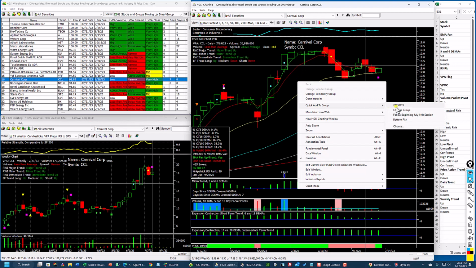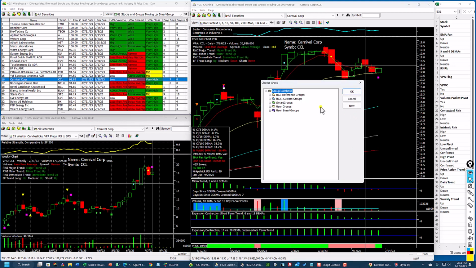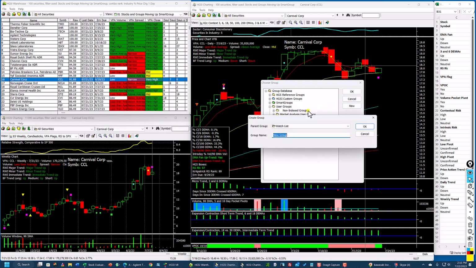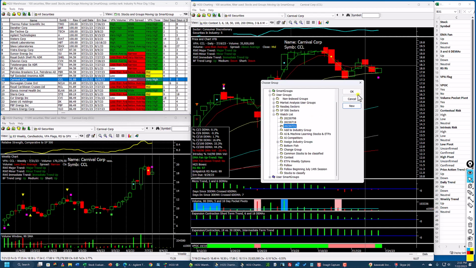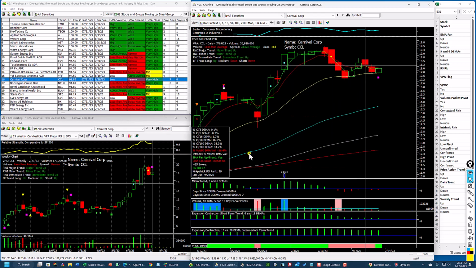I'm going to add it to a group. I'm going to choose, going to go into user groups, watch list. I'm going to say new, and this is 2023-07, and this data is from the 21st. I like to use the date from the last day of the data.